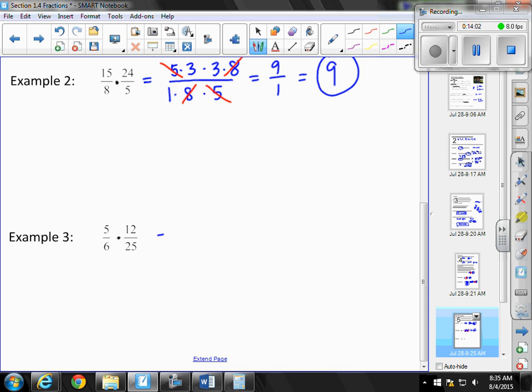We're going to do the same thing in example 3. 5 is prime. 12 I can break down, and this time I look in the denominator, I have a 6, and I know 12 is 6 times 2. 6 in the denominator, and 25 I know has a factor of 5. In fact, 25 is 5 times 5. Remember, you have to cancel 1 for 1. One 5 in the numerator with one 5 in the denominator, one 6 in the numerator with one 6 in the denominator, and what we're left with is 2/5.